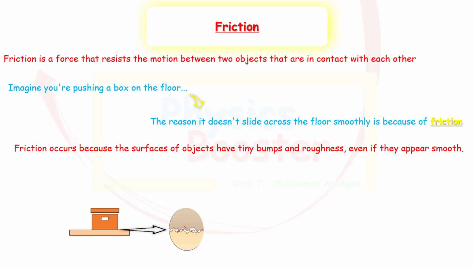Now let's say that the direction of motion, you're trying to push the box to the right, we will know for sure that the friction will go in the opposite direction. So friction is always opposite to the direction of motion. It is a type of force.